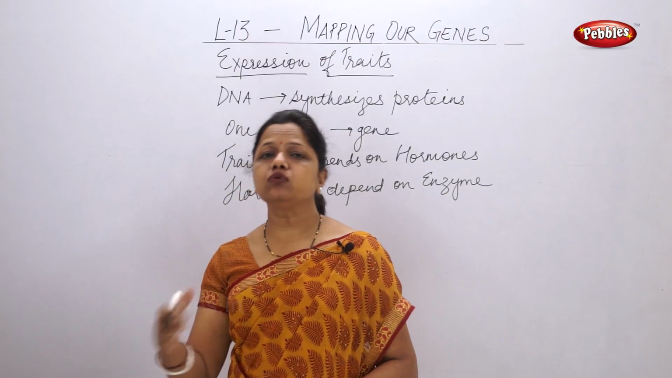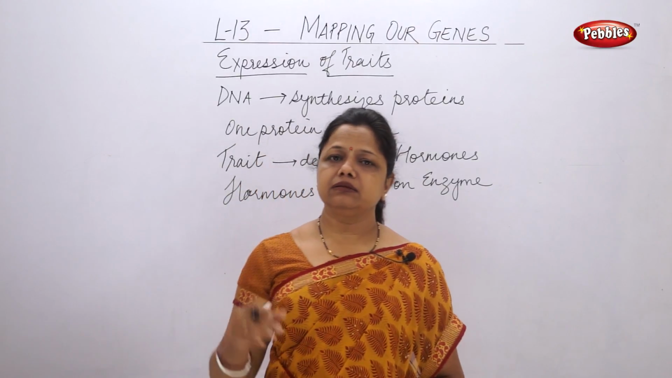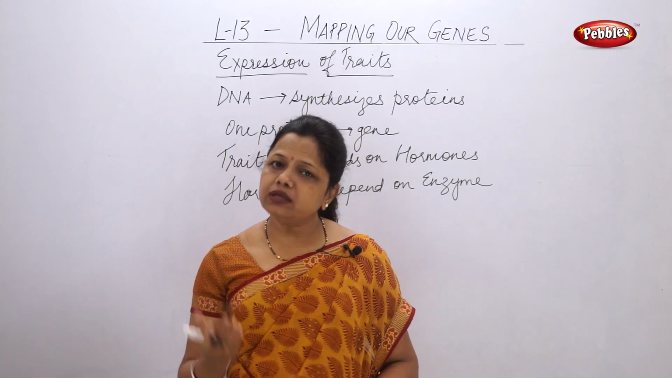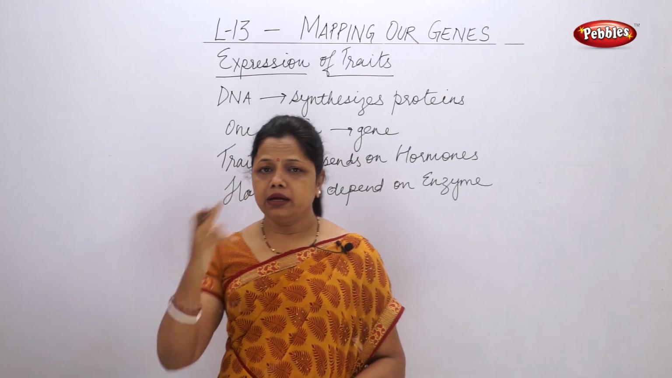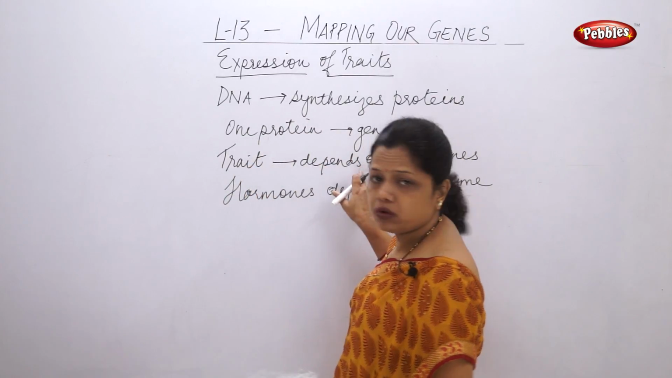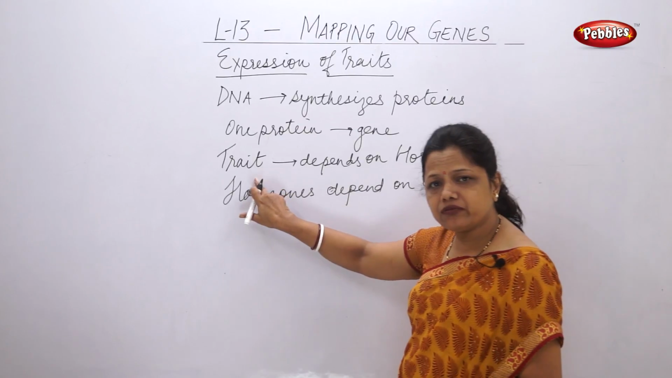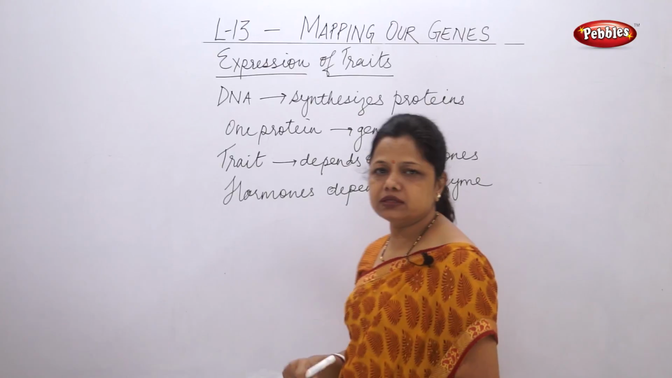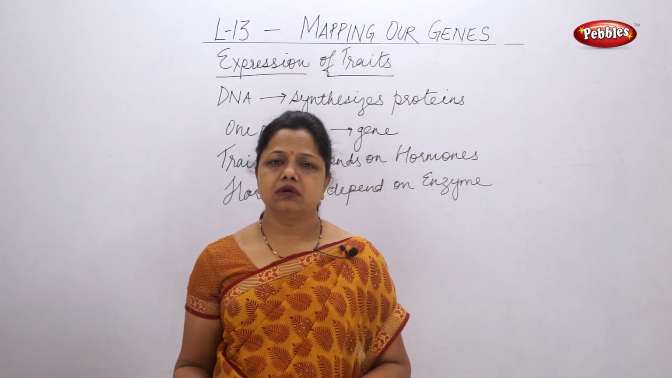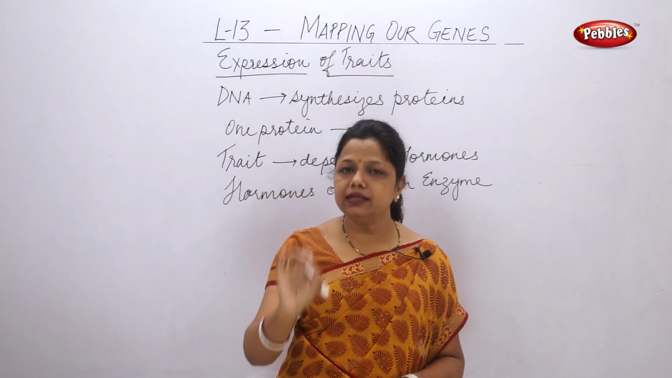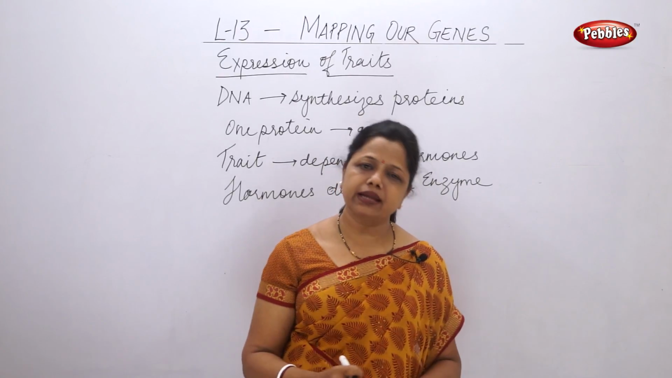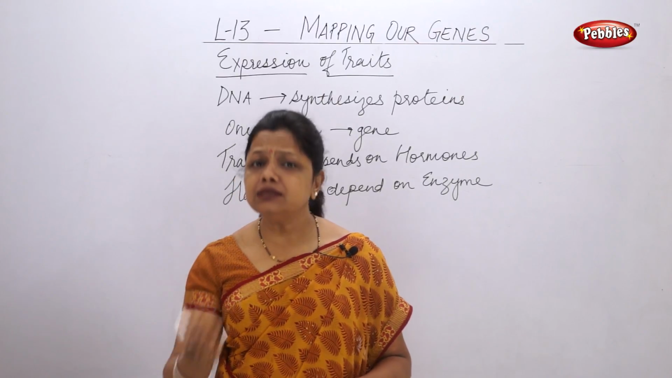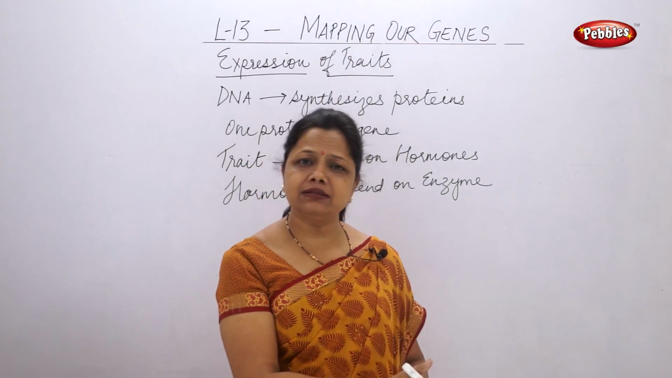What helps them to grow? Now suppose I take the length of the plant or the tallness of the plant. This tallness of the plant is dependent on the hormone. Any trait, any characteristic feature, if I take of a plant or animal, depends on the hormones released. Now what are hormones? Hormones are the chemicals which are released in the body of any organism so that proper growth takes place. But are these hormones dependent on someone else?